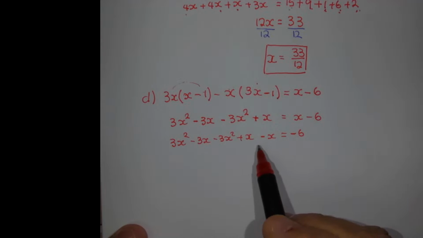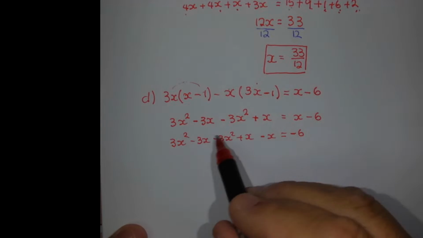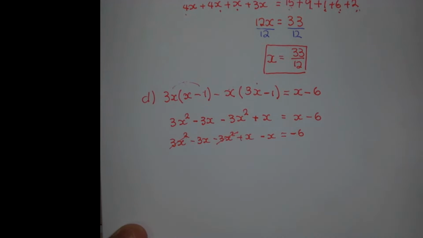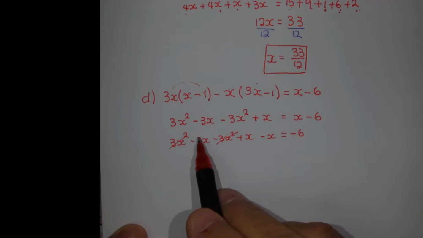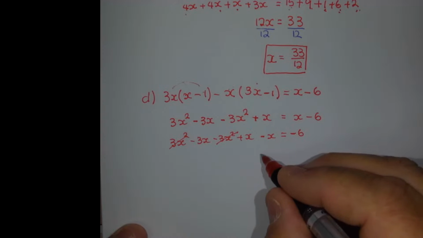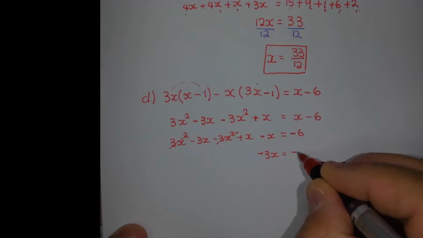Now I'm going to simplify here. Like terms, I've got 3x squared minus 3x squared. Because they are subtracting each other, you can basically say they simplified, or the answer is 0. And then you're going to take the other values, minus 3x plus x minus x, and that's going to give you minus 3x equals minus 6.